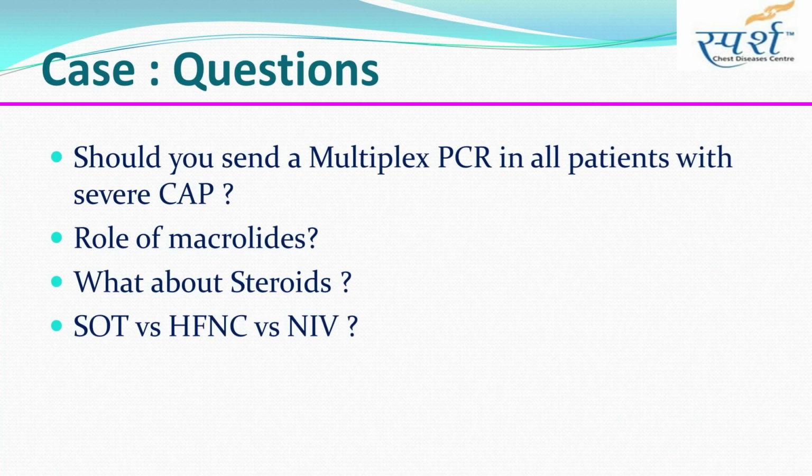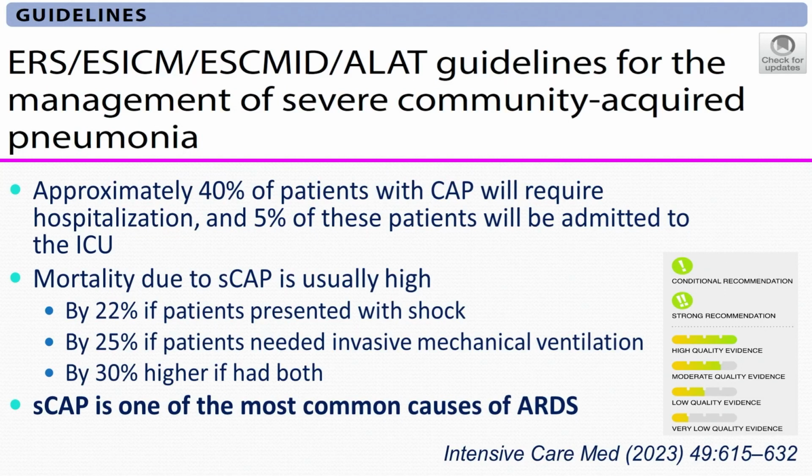What about the role of macrolides apart from routine antibiotics? There has been a lot of talk about steroids. And what do we do as far as respiratory support goes? Do we go with high flow? Do we go with non-invasive? And to answer these questions, I bring up this first paper. This was the ERS guidelines for management of severe community-acquired pneumonia, published in 2023 in Intensive Care Medicine.